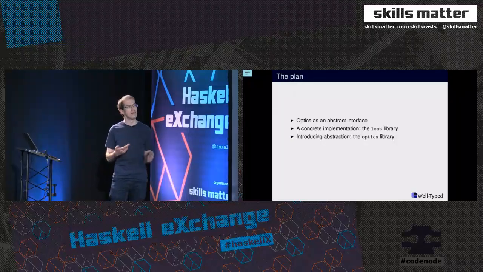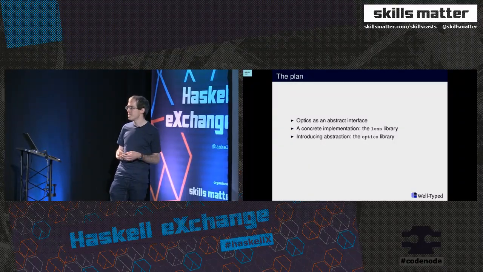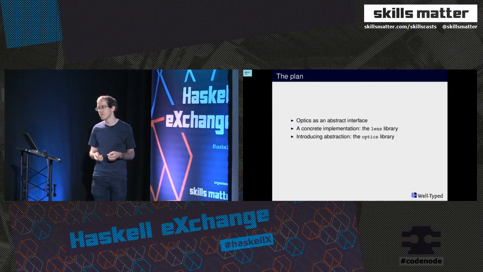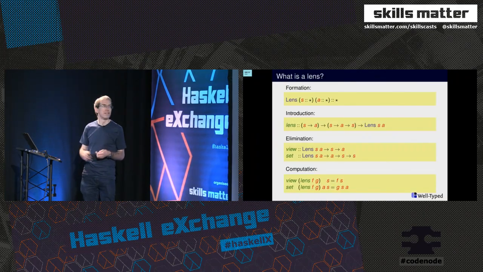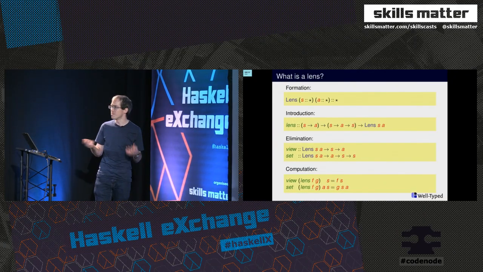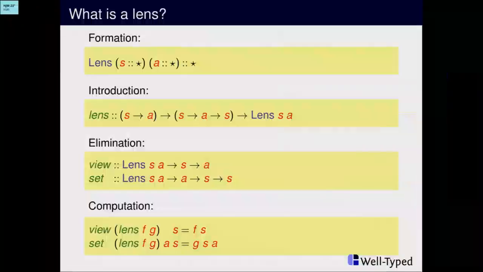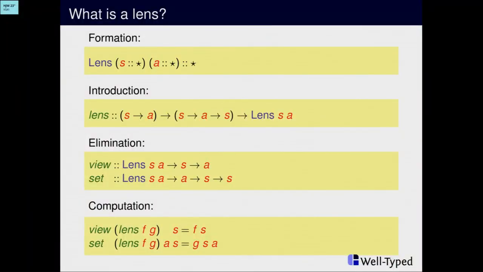Looking at how thinking about abstraction and distinguishing between interface and implementation can help in our design of our Haskell libraries. And please do feel free to interrupt me with questions as we go along. So first of all, what is a lens abstractly?